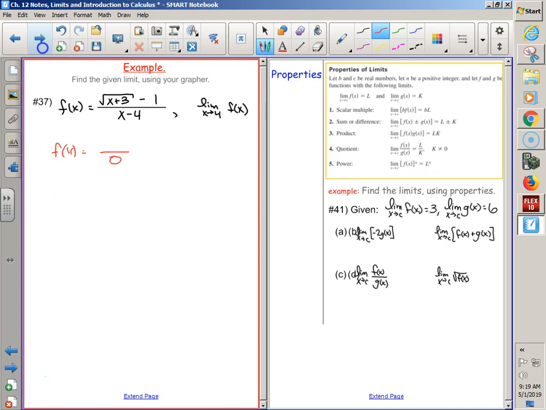But remember yesterday how I said what's on top can give you a clue as to what's happening in the graph? Wouldn't this be square root of 7 minus 1? Is that a hole? No, because a hole gets a 0 over 0, removable, the zeros are shared, we can factor. This isn't a hole. There's going to be a vertical asymptote at x equals 4.